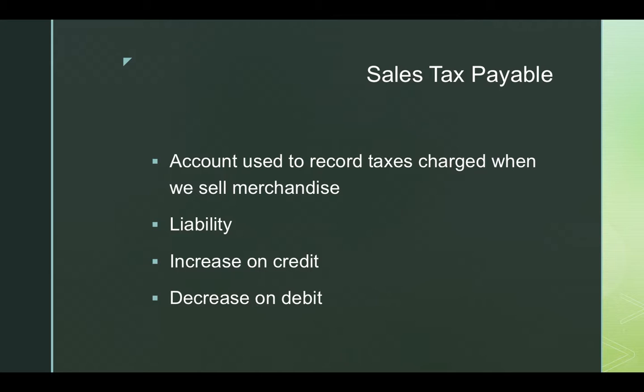Now, just like every business, we have sales tax. So we need to have an account to record it in, because that is not revenue. It's a bill we're going to have to pay. Because eventually, all that tax we collect on sales, we don't get to keep. We have to pay it to the government. So we're going to record that in a liability account called sales tax payable that eventually we're going to pay. So it's going to be an increase on credit and decrease on debit.